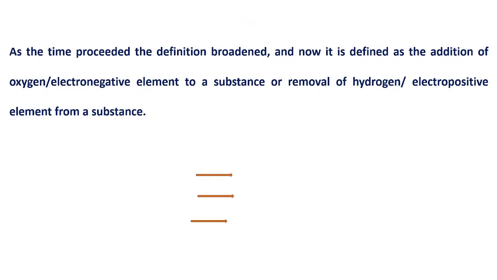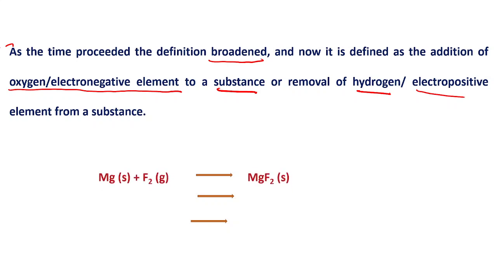as time proceeded, the definition broadened. The definition was not only limited to the addition of oxygen; oxidation is now defined as the addition of oxygen or any other electronegative element to a substance, or the removal of hydrogen or an electropositive element from a substance. Now these things may be quite perplexing for you and not clear, so you see these reactions one by one.